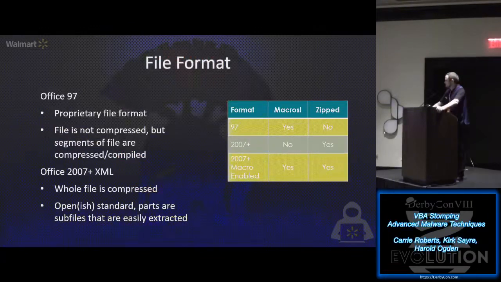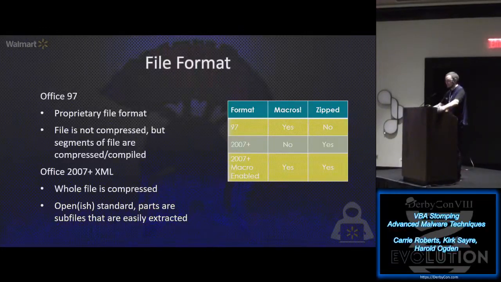So I know this is something everyone's probably very familiar with at this point, but the old Office 97 format is a proprietary compound OLE file. It's not compressed, but some of the parts of it are. And it's usually, as we'll look at in a minute here, named like .doc or .xls. We've all seen that a million times by now.